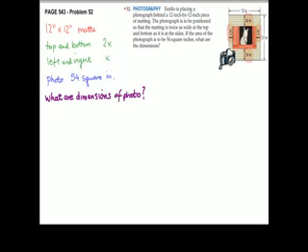Okay, let's make a sketch of this. And what do we have? We have a square, this is the mat, and what's its width? 12 inches. And what's its height? 12 inches. So we've used up this sentence.